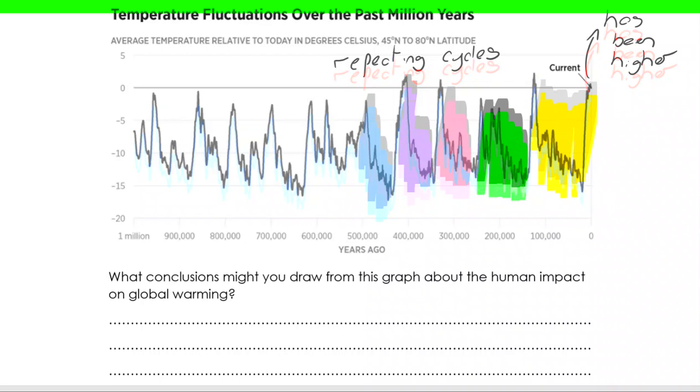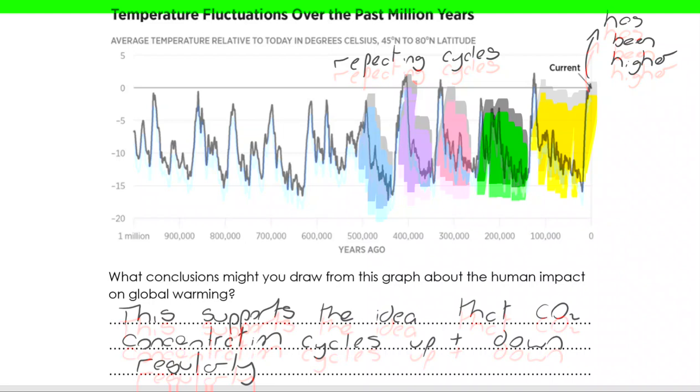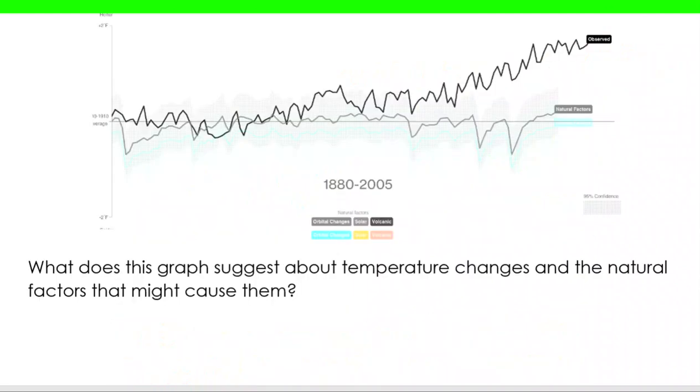So on the basis of just this evidence, it does support the idea that the carbon dioxide concentration cycles up and down regularly. It's nothing to do with us. It's nothing to do with anything we are doing. Let's take a look at another piece of evidence. See what you can do with this.